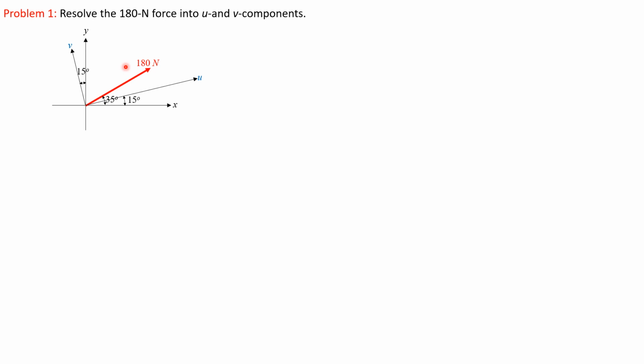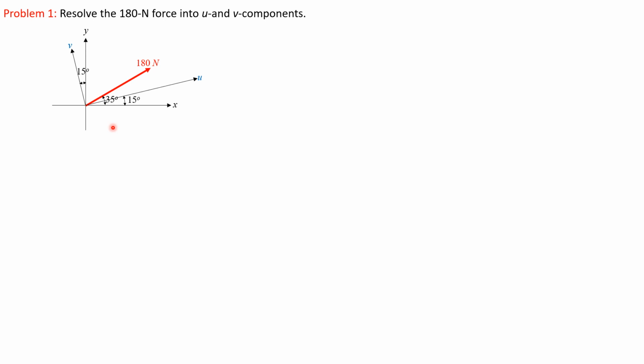Because the angle that the U axis makes with the Y axis is 90 degrees minus 15, so 75. So 75 degrees from the U axis to the Y axis, plus 15 degrees is 90. So they are perpendicular to each other.